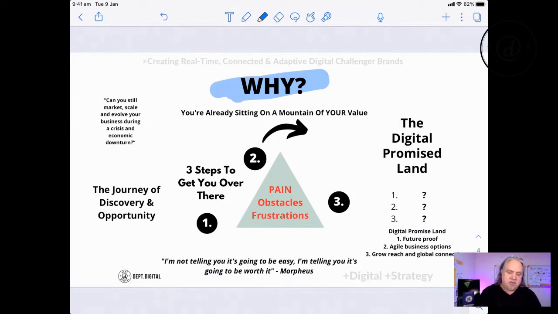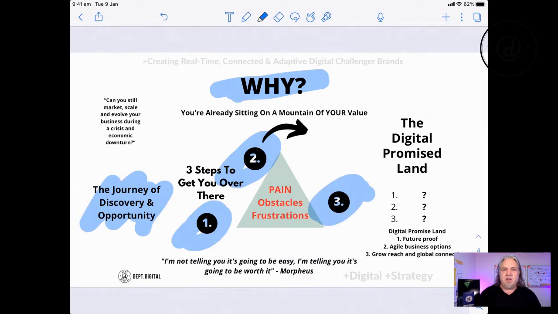So, technically, it's what I call a journey of discovery and opportunity, right? We'll get 3 steps, and I'm going to be going over these 3 steps. They might seem like, well, they are, let's be honest, pretty simple steps, but we want to make sure that we don't oversimplify the problem as well.